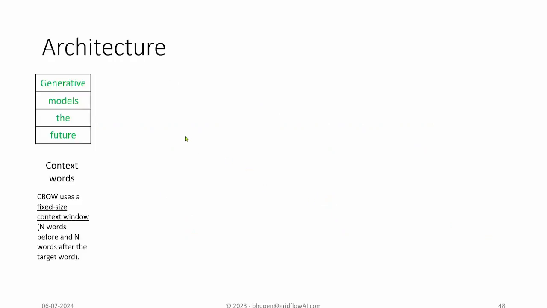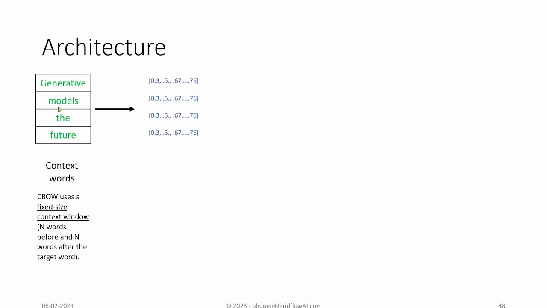So the architecture of a typical word2vec: you're going to provide some input, and this is the input for continuous bag of words. For example, the window size is configurable. You can decide the window size, n is equal to 2, 3, or 4.